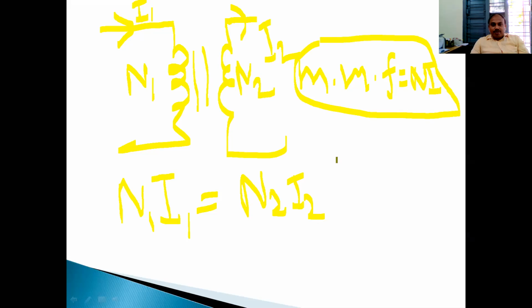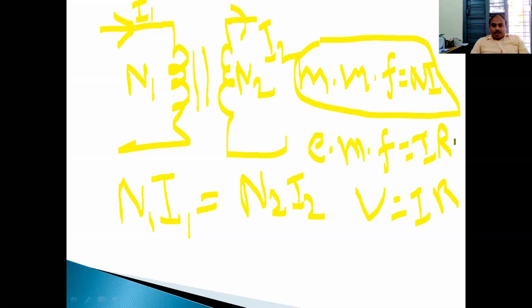This is on the magnetic side. EMF means electromotive force, and EMF equals V equals IR, current into resistance or impedance. In a DC circuit, V equals IR. In an AC circuit, V equals IZ. So this is the MMF in magnetic circuits and EMF in electrical circuits.